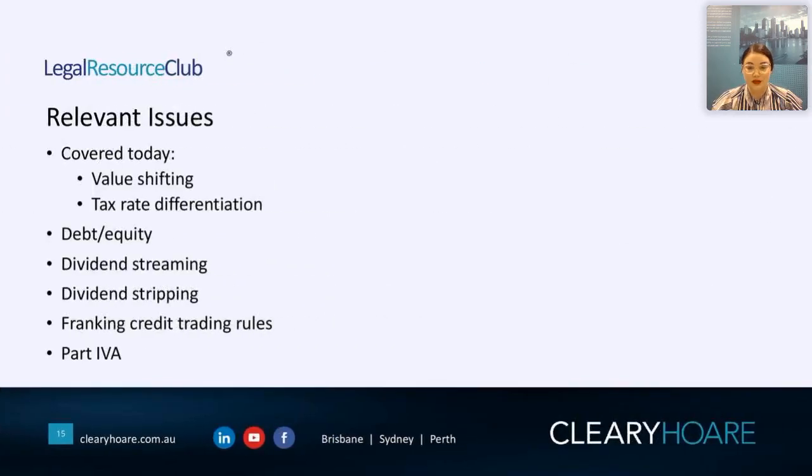So there are some relevant issues that we need to consider when issuing discretionary dividend class shares. Those today are value shifting and tax rate differentiation, which we'll discuss a bit further later on. And the other issues are the debt equity rules, dividend streaming, dividend stripping, franking credit rules, and Part 4A. Now, when we issue these types of shares, these have all already been taken into account, but I will discuss some of them quite briefly.